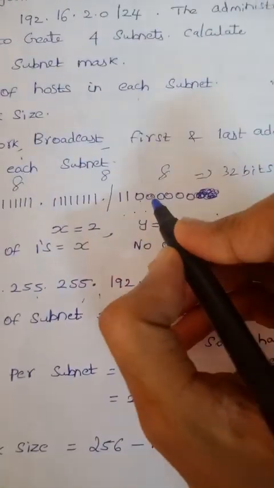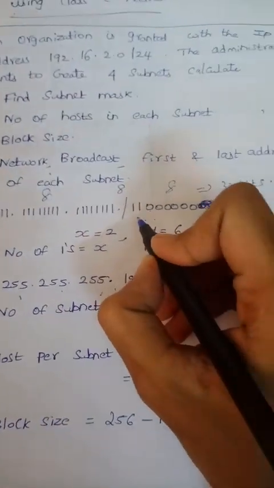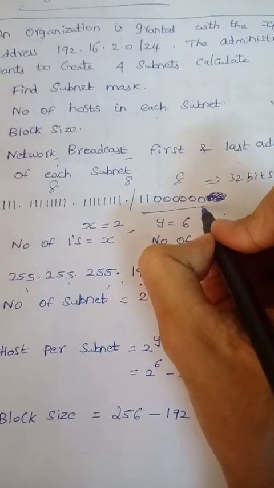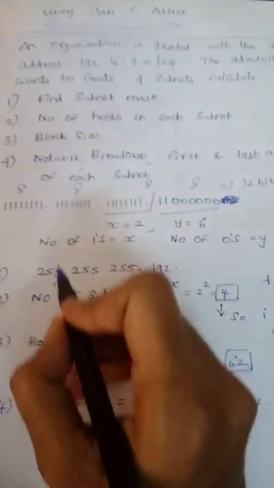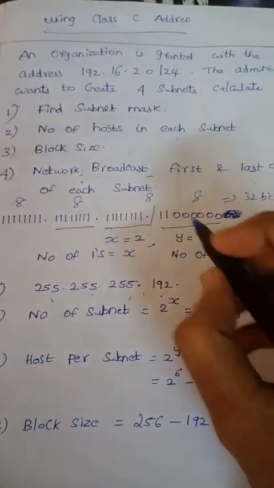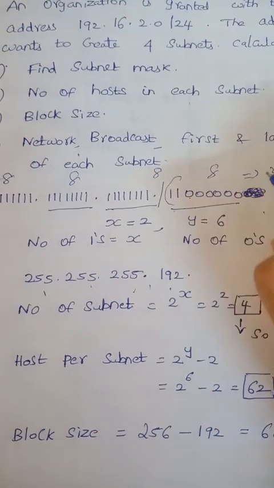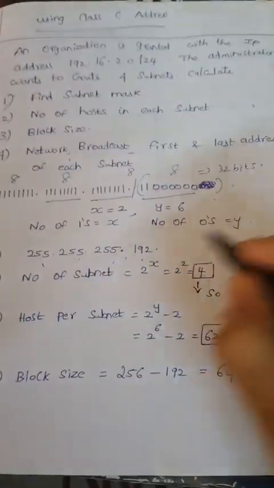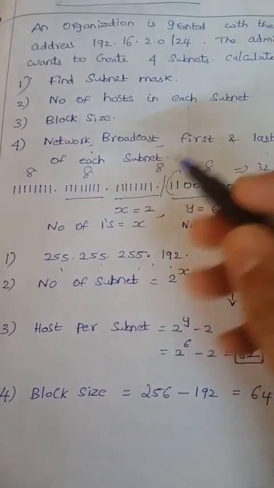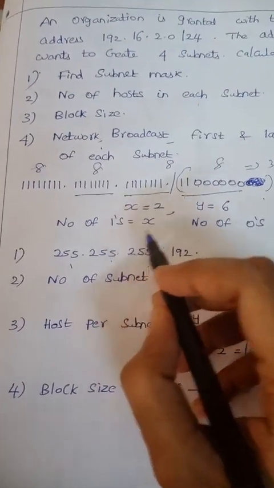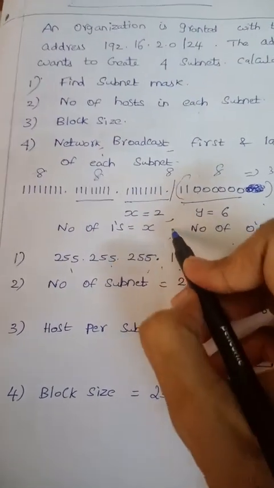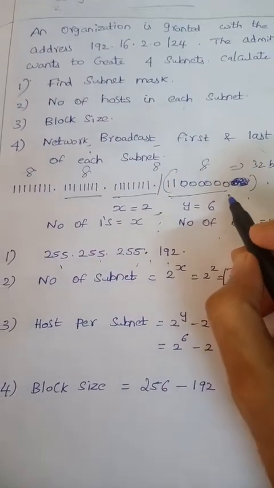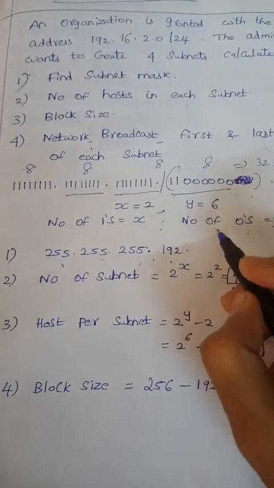So if it is class C, I have to take x and y values from here. If it is a class B problem, I have to take the x and y value from here. If it is class A, I have to take from here. But this is class C, so I have to take from this to this. So always the solution for this is that the number of ones equals x, the number of zeros equals y. So the number of ones here is 2 and the number of zeros equals y.